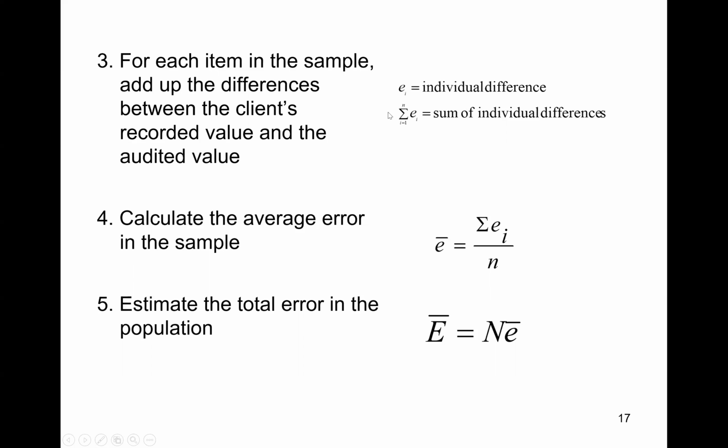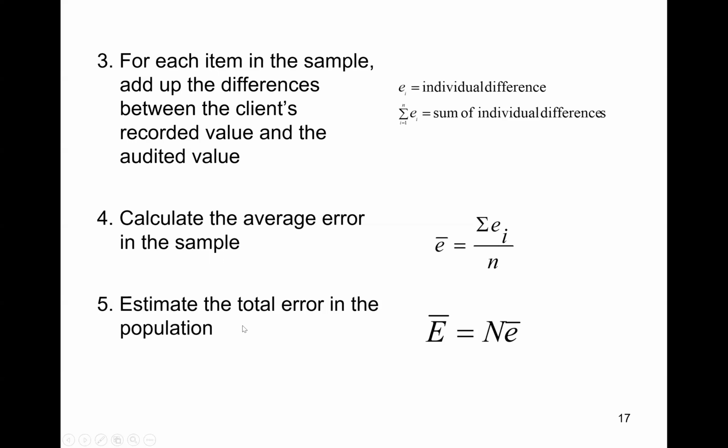Some of these errors may be negative, some of them may be positive, right? Because you might find some items that are overstated, some that are understated. So when you add those up, they will offset each other. Then having done that, you calculate the average error in your sample. E bar here stands for my average error. That's the sum of the errors in the sample divided by the sample size.